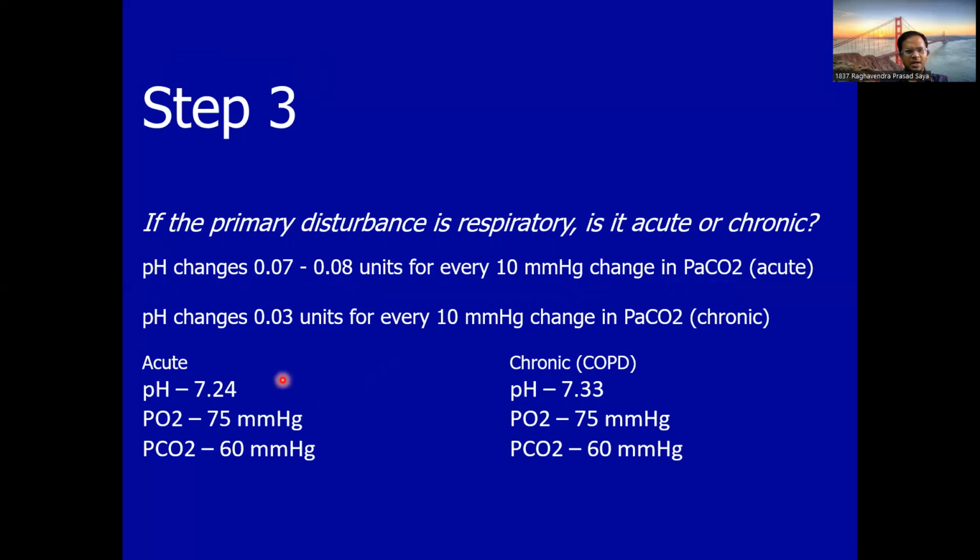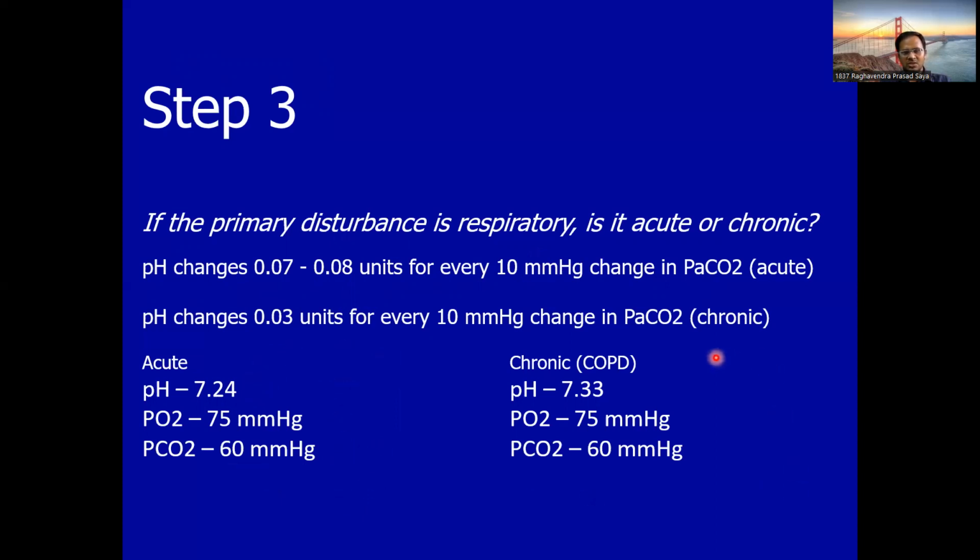For example, take this patient where the PCO2 is 60 millimeters of mercury. In acute respiratory acidosis, the PCO2 has increased by 20 millimeters of mercury. For every 10 millimeters of mercury change in PCO2, the change in pH is 0.07 to 0.08. Here it has increased by 20, so there should be a decrease in pH by 0.16 units. Here from 7.4 it has become 7.24. So this is acute respiratory acidosis.